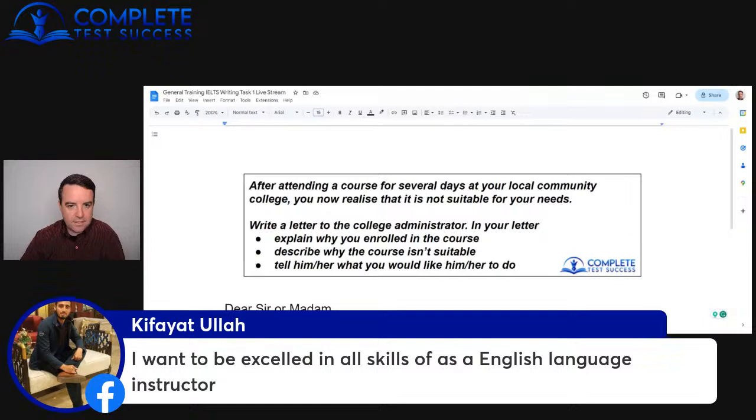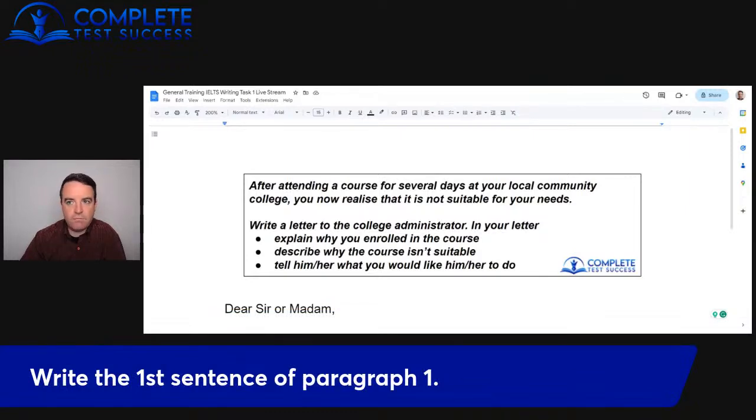I want to be excelled in the skills of an English language instructor. Yeah, so I mean, there's a lot to learn. So just make sure that you're studying every day. And keep in mind, vocabulary is the area that takes the longest time to improve. So you probably want to focus on that more than any other area.